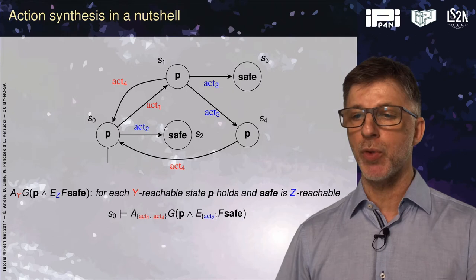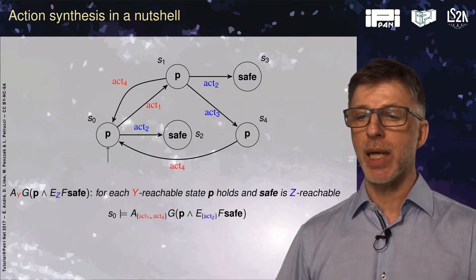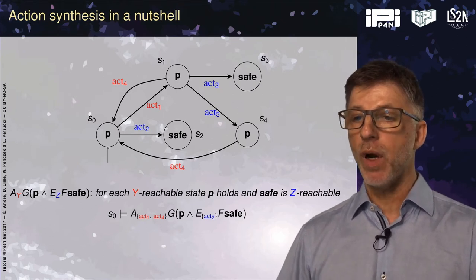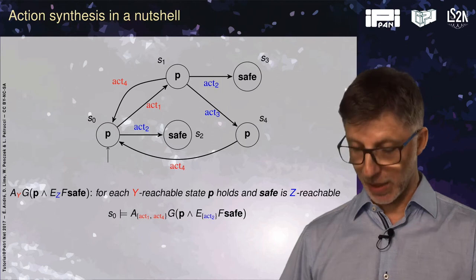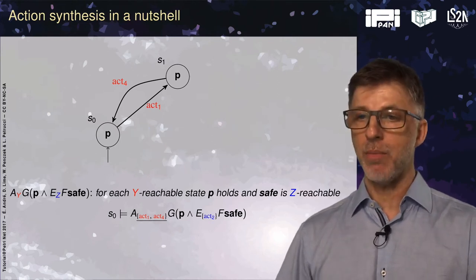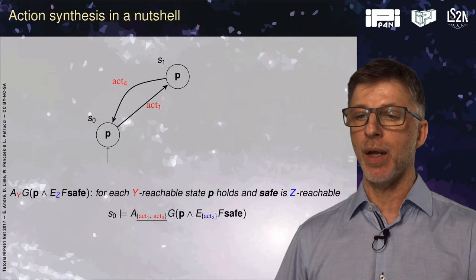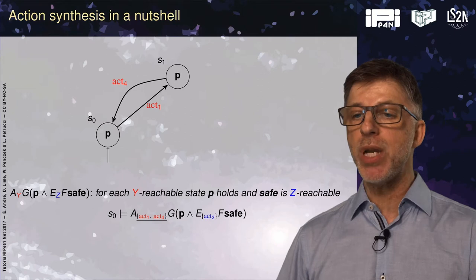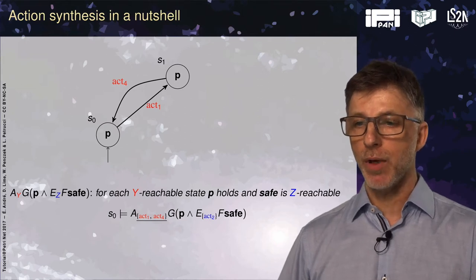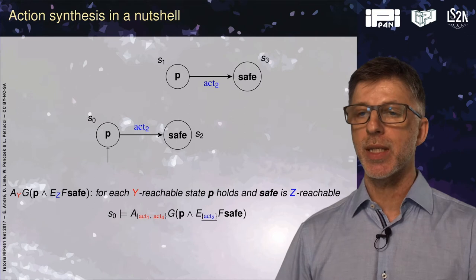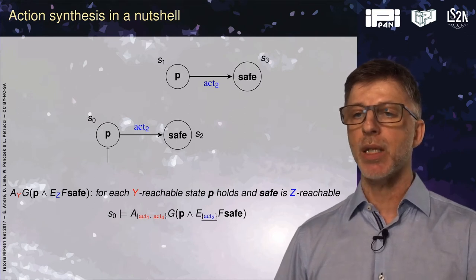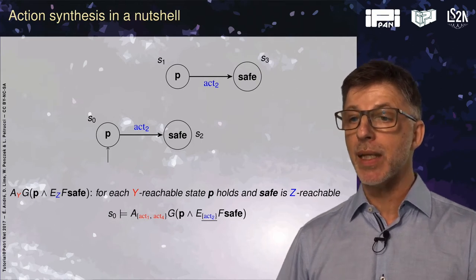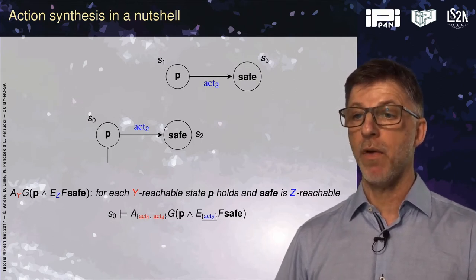So the first assignment which you can see is that we can replace y with the set act 1 and act 4, and we can replace z with act 2. And why? Because there is only one maximal path over act 1 and act 4 over which P always holds, and you can see then from each state marked with P on that path there is a transition taking to a state where safe holds.